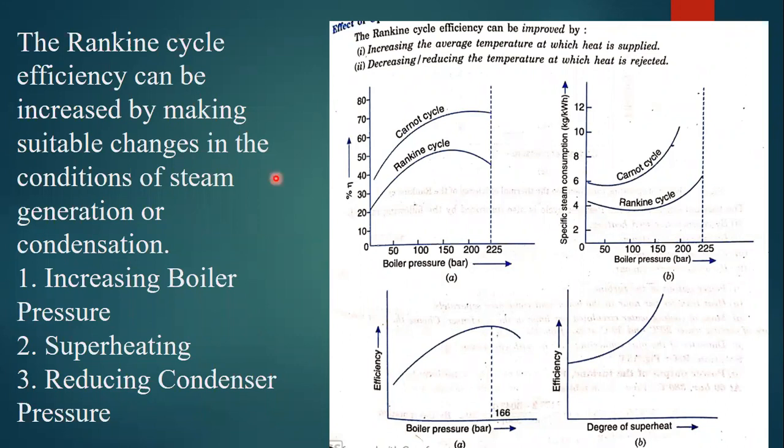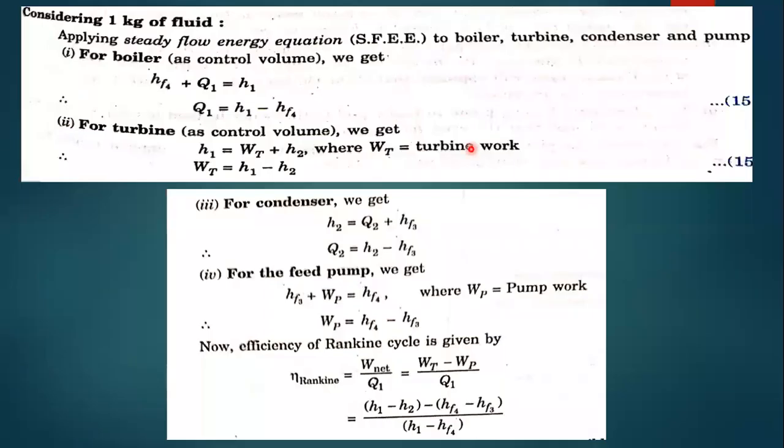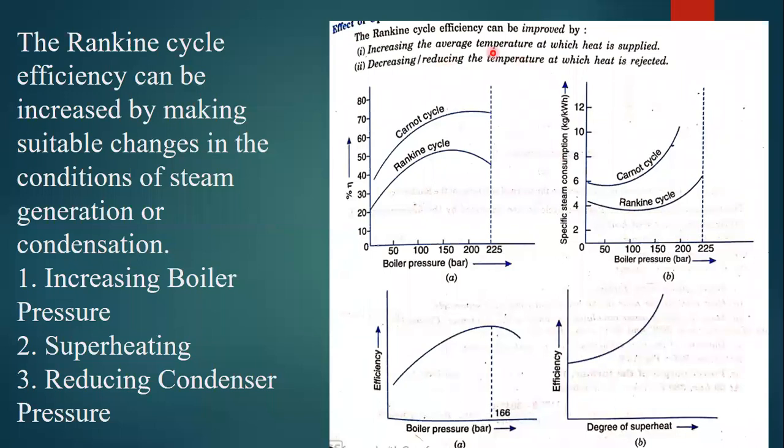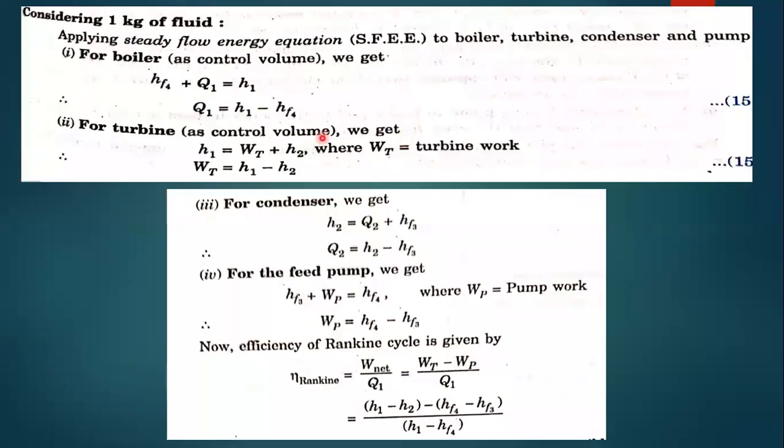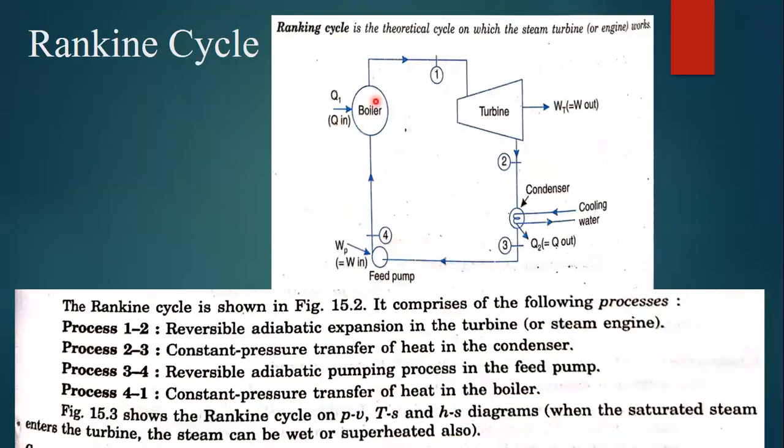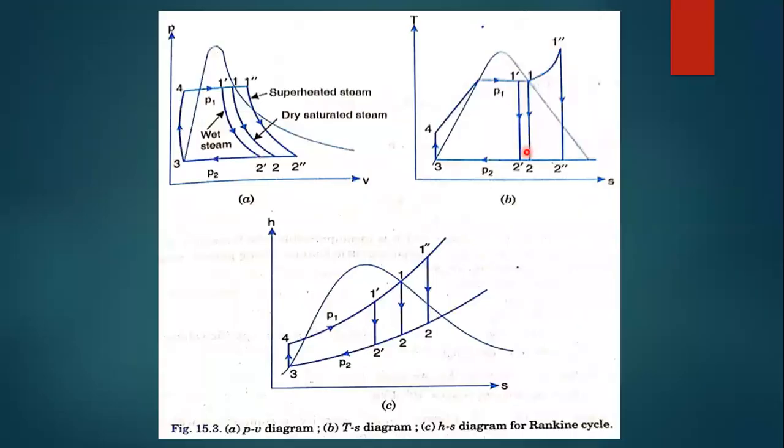So what do we need to do to improve the Rankine cycle efficiency? There are two methods. One is increasing the average temperature at which heat is supplied. Where are we going to supply heat? At the boiler. If we increase the average temperature at which heat is supplied, that can increase the Rankine cycle efficiency. That means this H1 value given to the boiler, this heat supply should be increased. Then we will get higher efficiencies.